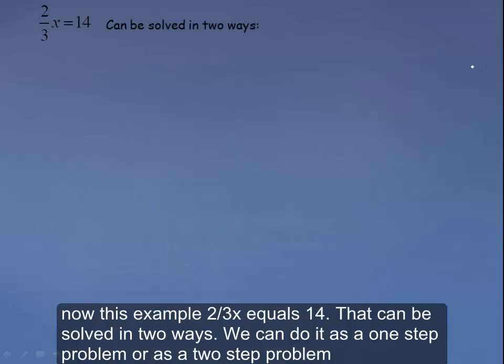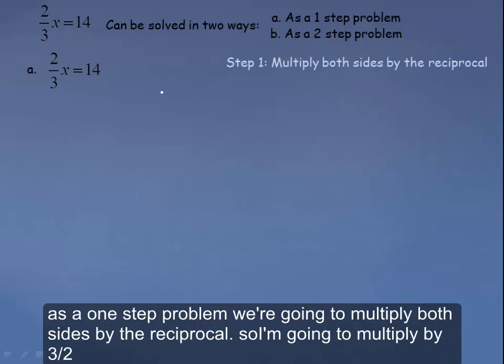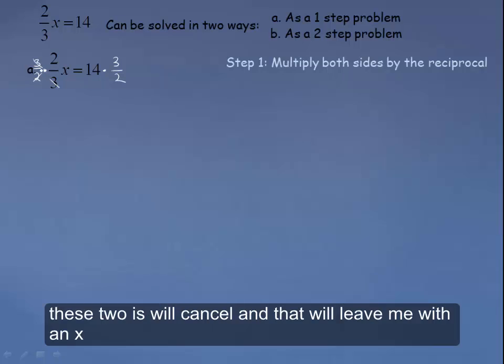Now this example, 2/3 x equals 14, can be solved in two ways. We can do it as a one-step problem or as a two-step problem. As a one-step problem, we're going to multiply both sides by the reciprocal. So I'm going to multiply by 3/2 and 3/2. These 3's will cancel. These 2's will cancel, and that will leave me with an x.